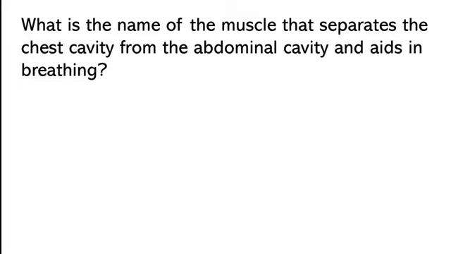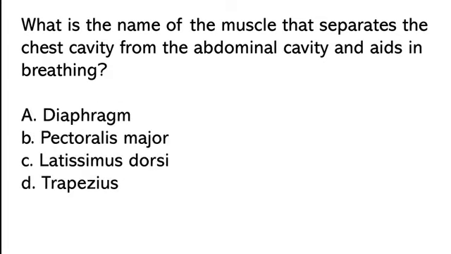What is the name of the muscle that separates the chest cavity from the abdominal cavity and aids in breathing? Diaphragm, pectoralis major, latissimus dorsi, trapezius. So the correct answer is option A, diaphragm.